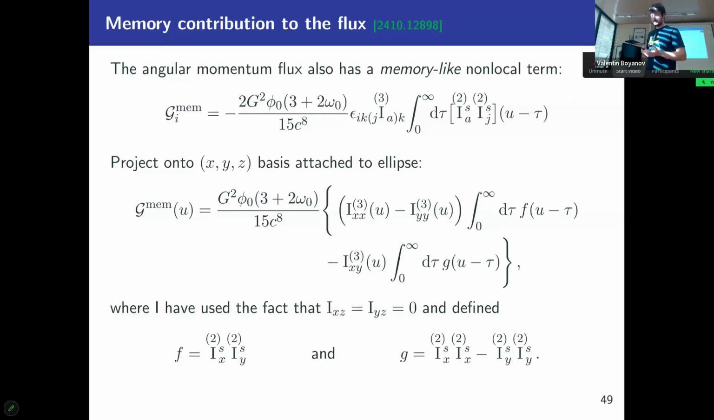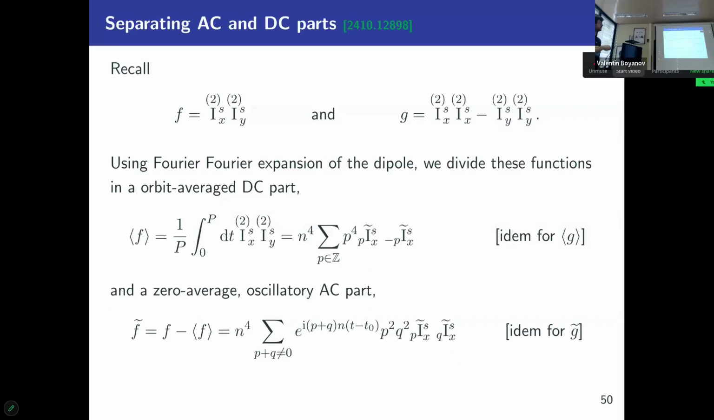You also have the memory contribution to the flux. A memory term is a non-local integral of two multipolar moments beating against each other. I'll project this onto the xy axis here. You get an expression like this with your integrating functions f and g, which are products of moments like this. Using the Fourier expansion of the dipole, you replace these by the Fourier expansions. This allows you to separate these functions into an orbit averaged DC non-oscillatory part and a purely oscillatory zero average part, F orbit average and F tilde. And this F tilde can be expressed as sums over the Fourier coefficients.